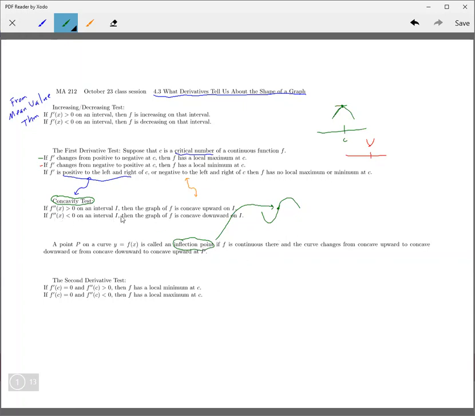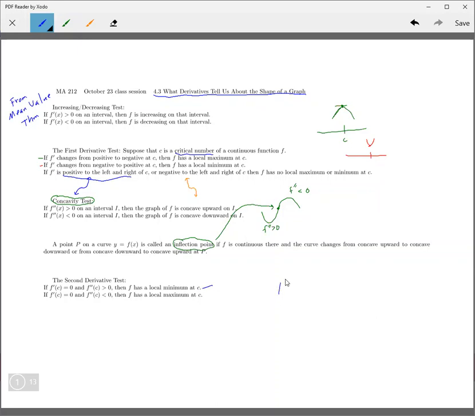So if the second derivative is negative, then you're concave down. So right here, this is where the second derivative would be positive, and here the second derivative is negative right there. Now if the first derivative is 0 and the second derivative is positive, then you have a local minimum.